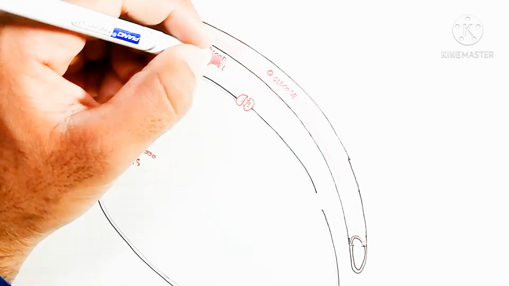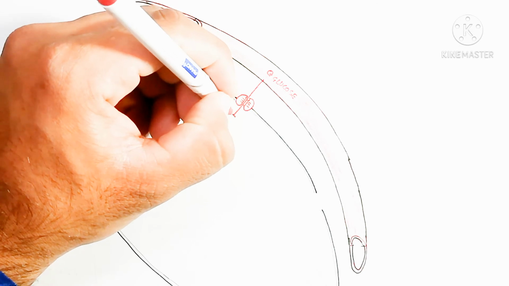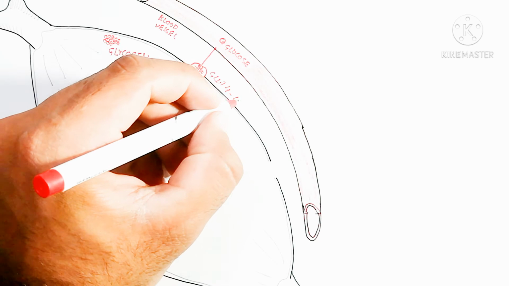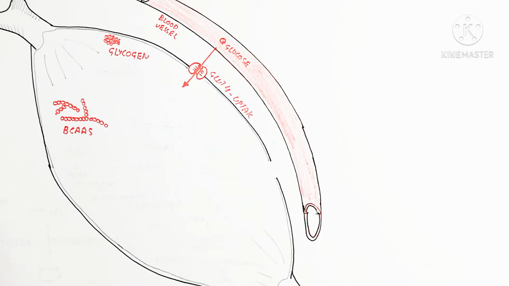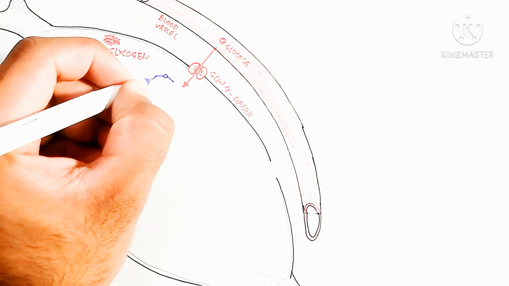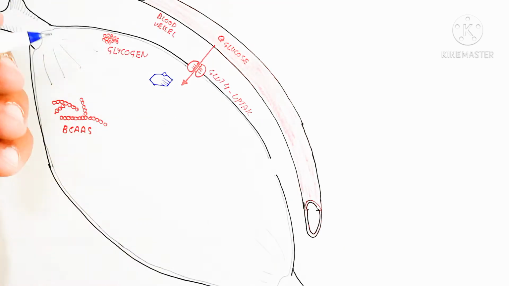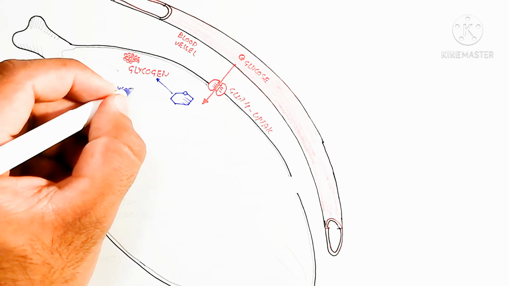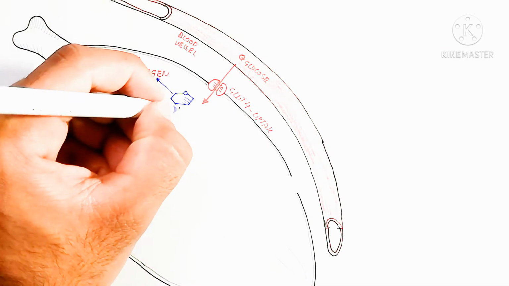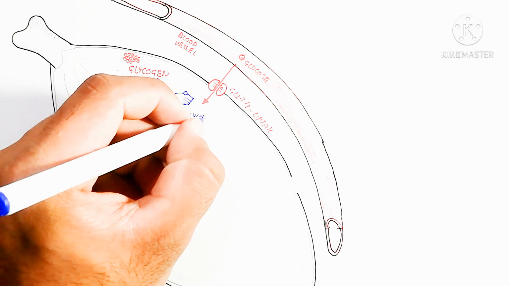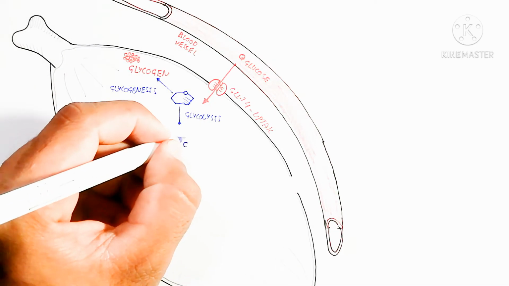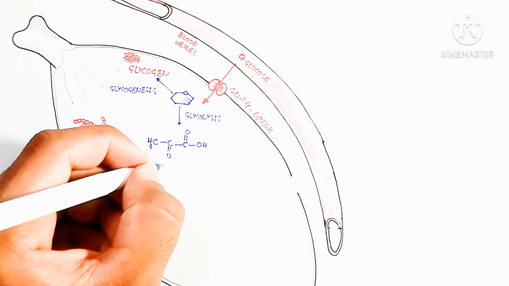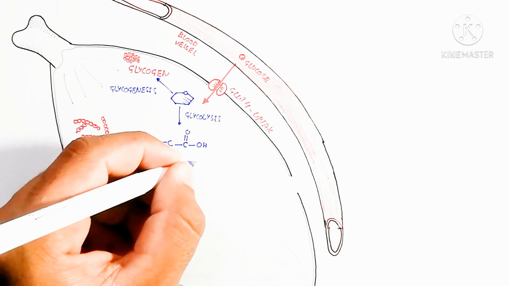Here is the GLUT4 channel, which is used for the uptake of glucose into the myocyte. This is a muscle which contains myocytes. Myocyte means muscle cell. So the glucose enters the muscle and either goes into glycogenesis to form glycogen, or goes into the glycolysis pathway to be converted into pyruvate. Two pyruvate are formed after the breakdown of one glucose.